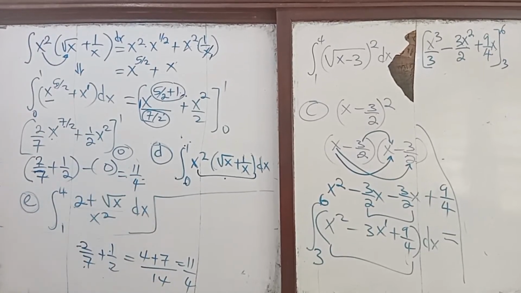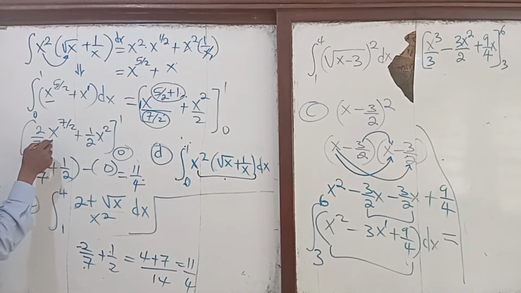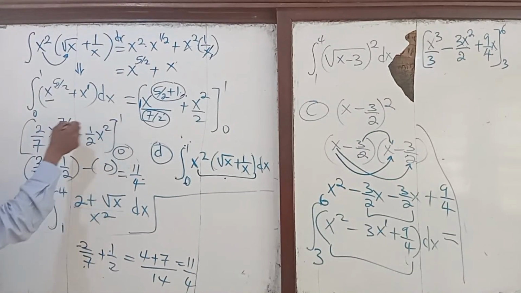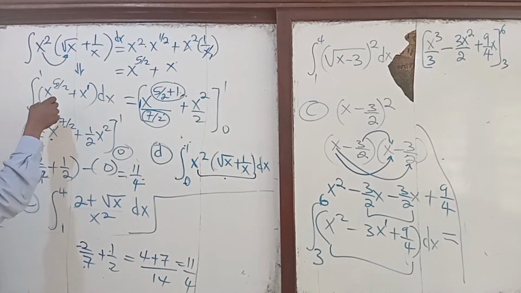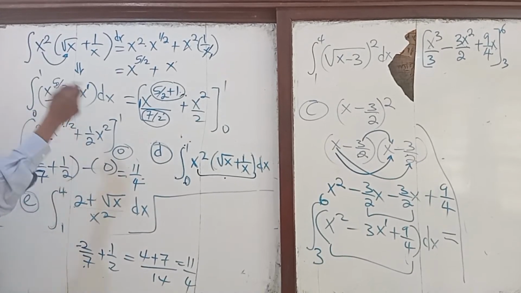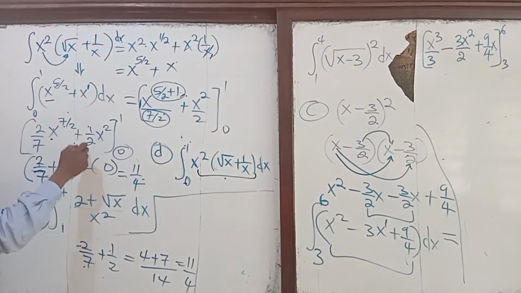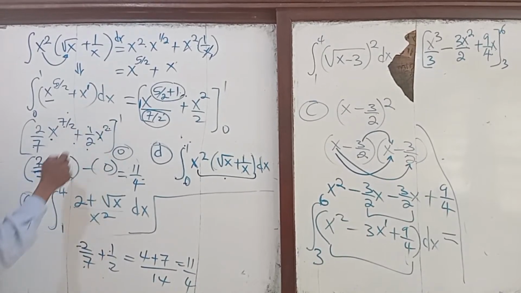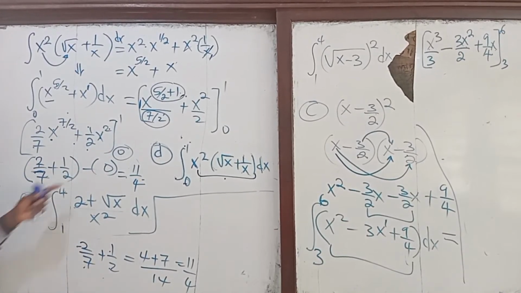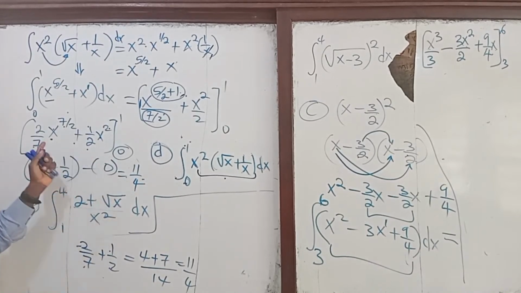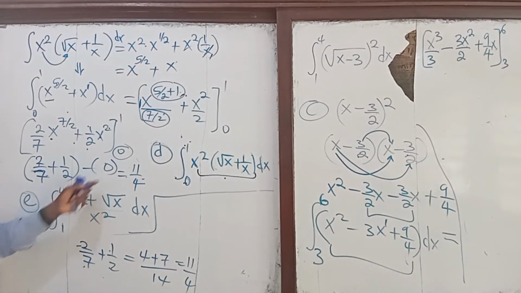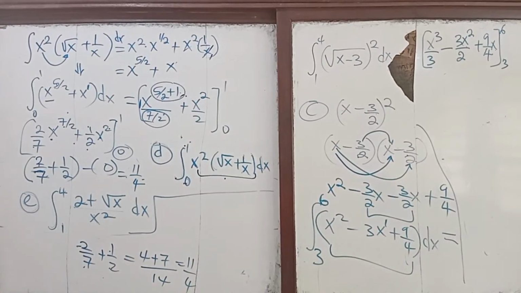That is 2 over 7 here. And then the x, the upper limit is 1. So put it there: 1 to the power 7 over 2, which is 1. And then plus 1 over 2 times 1 to the power 2, which is also half. Then minus the lower limit. When you see x, put your 0 there, and that will give you this. So it's 11 over 14.